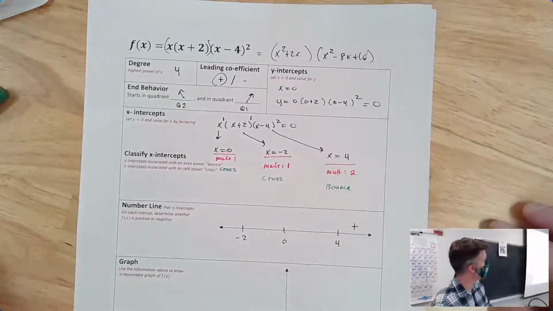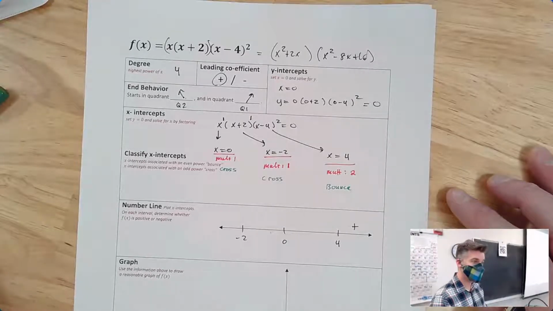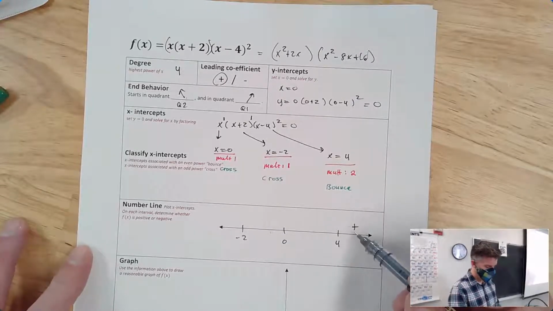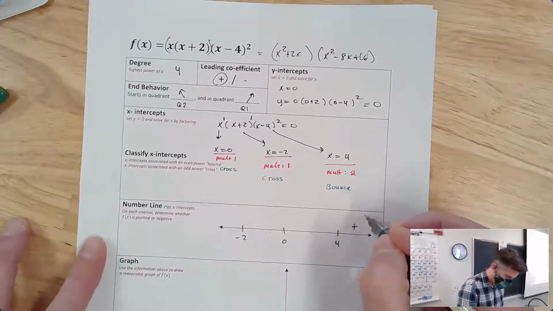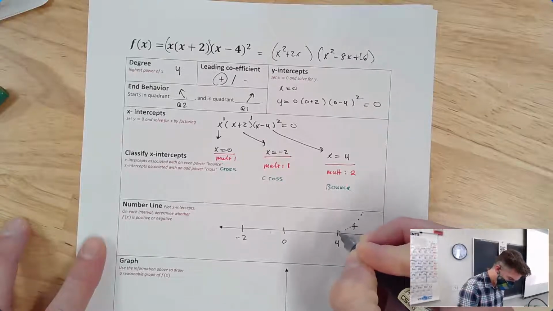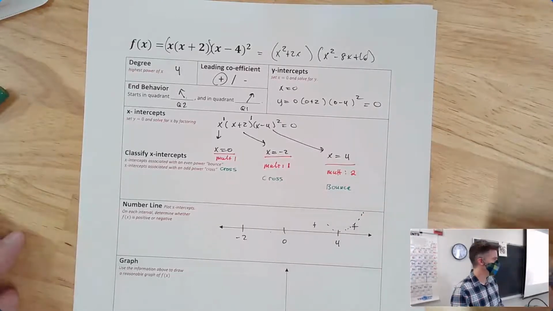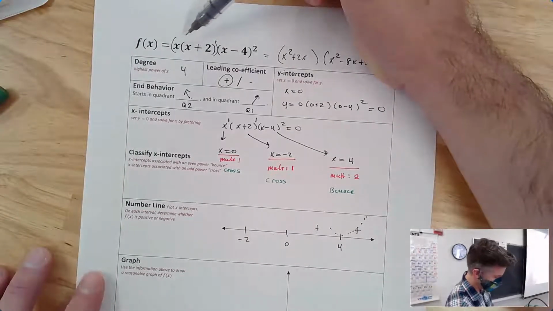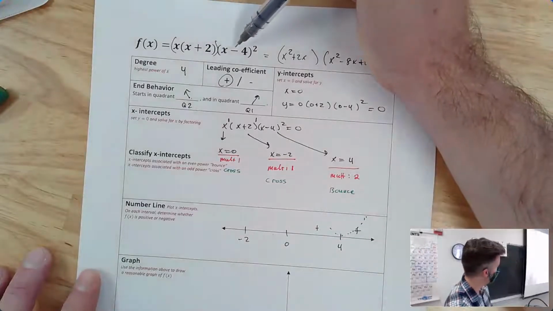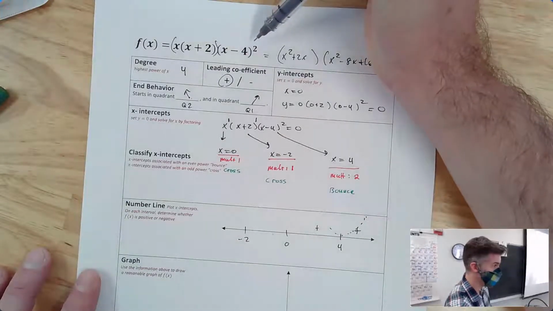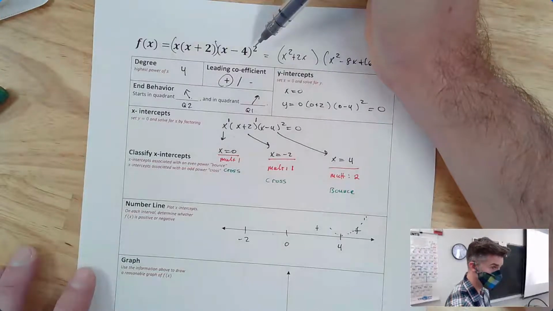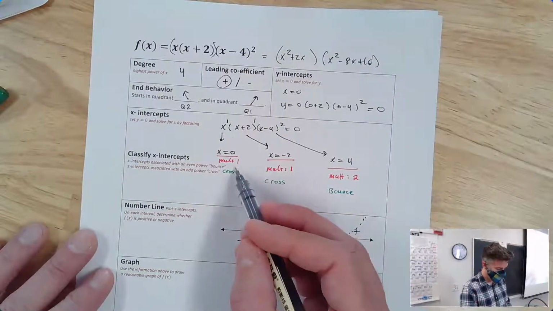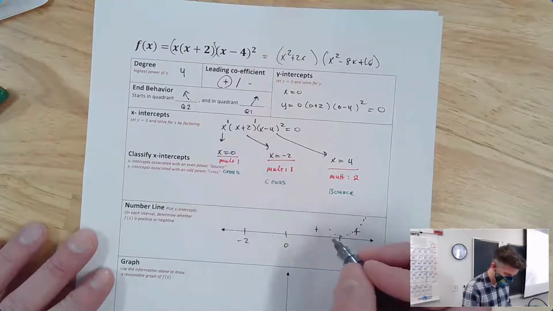Now here's what we could do instead of plugging in numbers. I know that 4 is going to bounce. So if I bounce off and I'm positive over here, I also have to be positive over there. There's no other choice. You could also pick 3 and plug it in and see that you get a positive times a negative squared, which makes it positive. So it's still positive if I plugged in 3. And then 0, since it came from a factor with an odd multiplicity, we're going to cross.